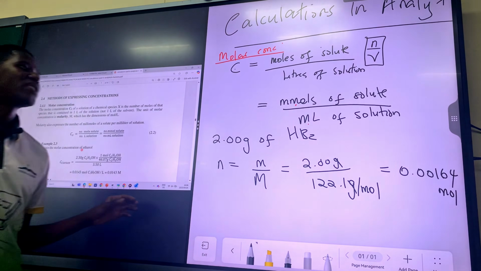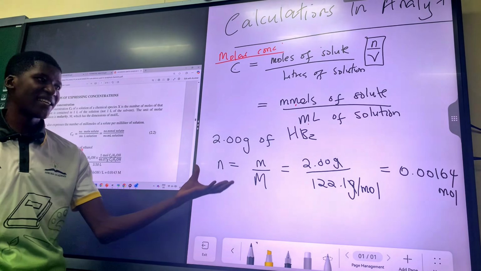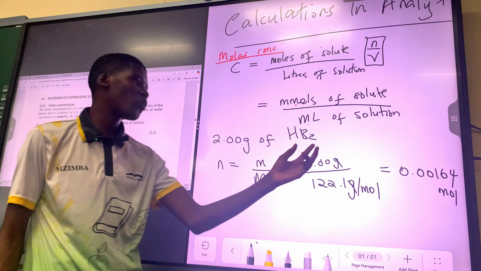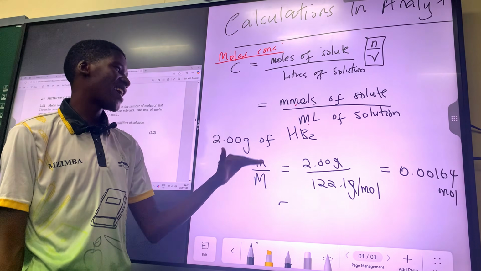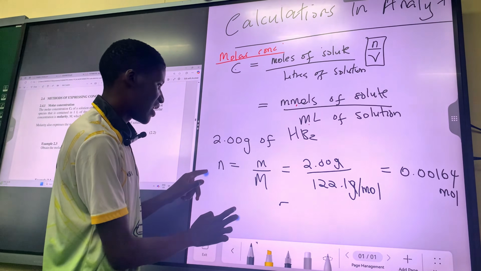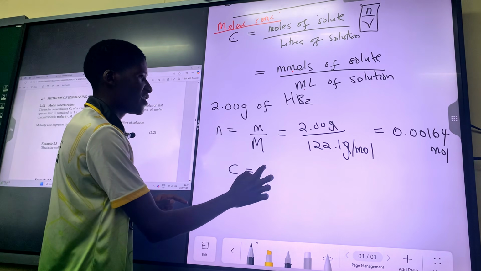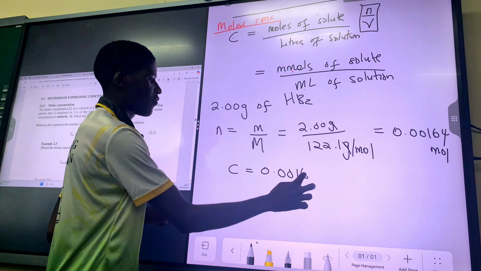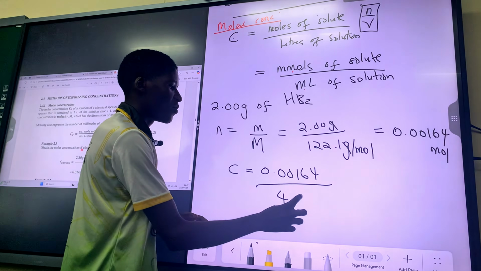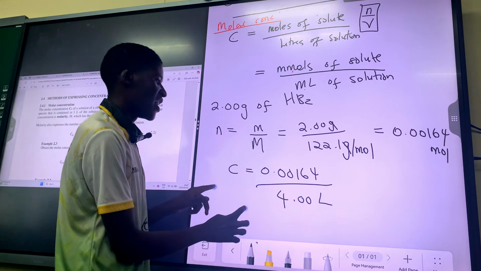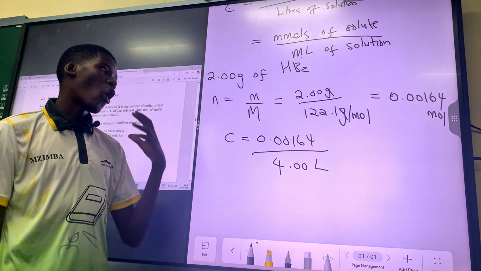Now if they say we're going to dilute these moles with 4 liters, then after measuring 2 grams you dilute it with 4 liters of water to find the concentration of the benzoic acid in the water. What are you going to do? You're just going to say molar concentration will be the number of moles, 0.00164, over the volume that you are using. Let's say you used 4 liters. This will be 4.00 liters. Whatever you find there is the molar concentration.